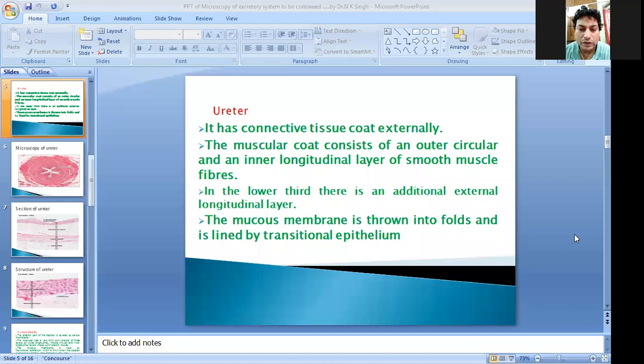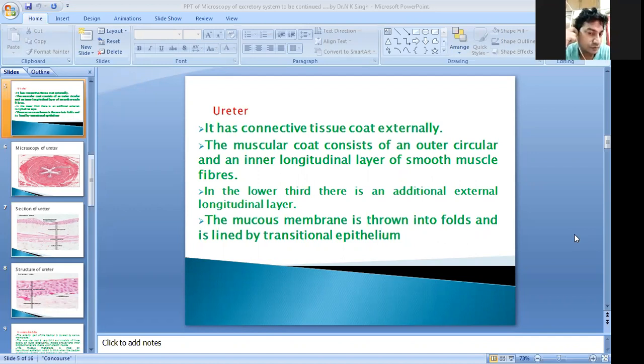So this is histology of ureter. It has a connective tissue coat externally. Externally, it is surrounded by connective tissue. The muscular coat consists of an outer circular and an inner longitudinal layer of smooth muscle fibers.